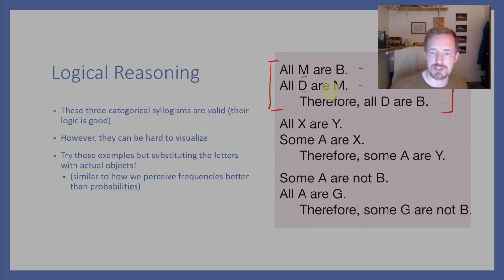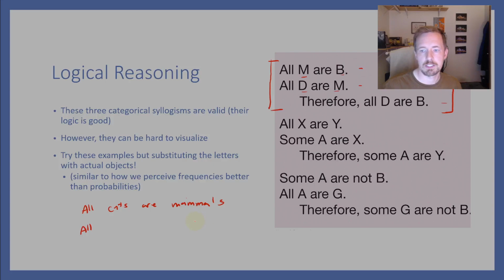That makes it a little bit easier. So, for example, if I said all M are B, so I'm going to say all cats are mammals, and all, let's say tabbies, like a tabby cat. Is that how you spell tabbies, or do you got to do the IE on that? I don't know. All tabbies are cats, right?